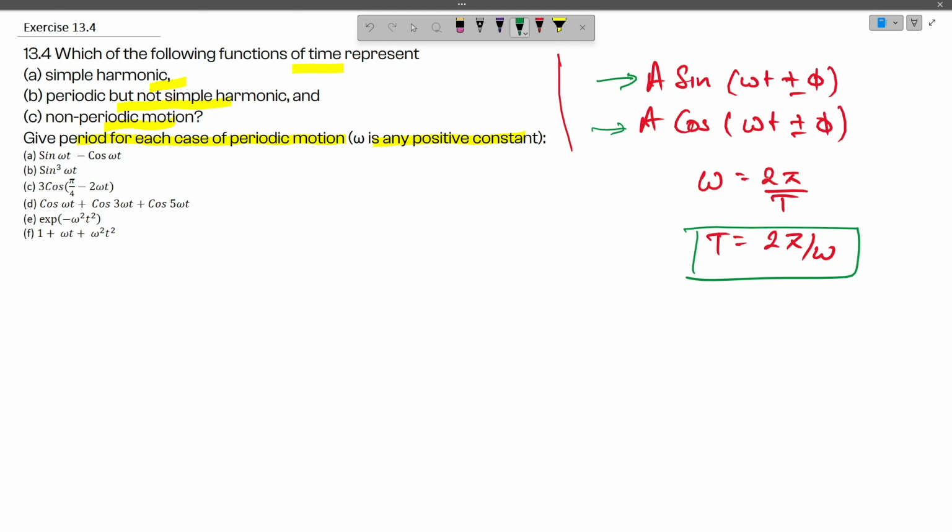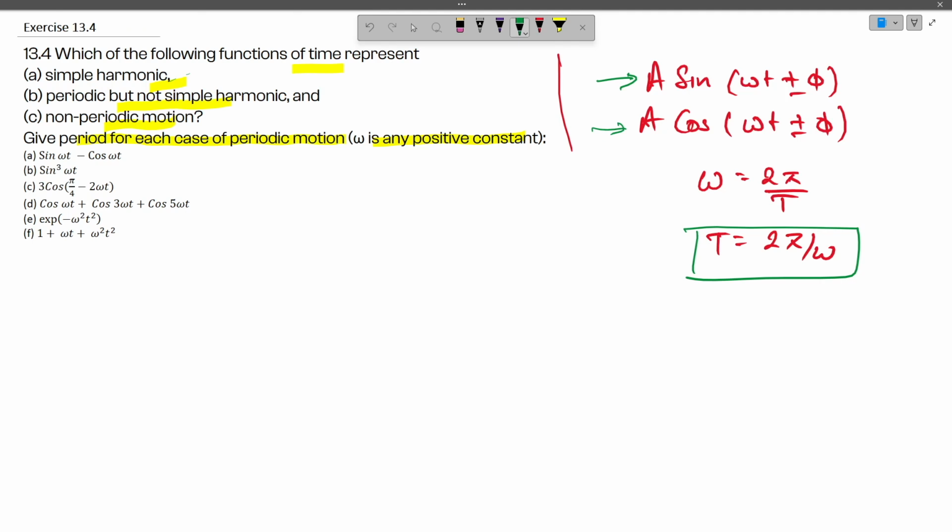So let us go with the options. In option 1 we have sin omega t minus cos omega t. Using an identity, if we can transform this into the form of either a sin omega t or a cos omega t, then we can say that it is a simple harmonic motion. Else it is a periodic motion, because this is just the addition of two periodic motions. So let us investigate it further.